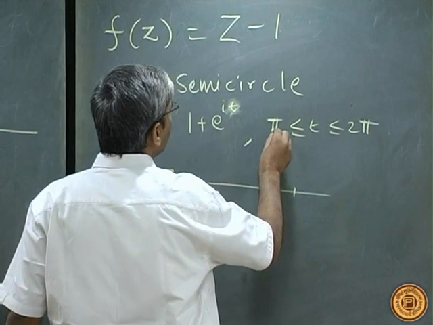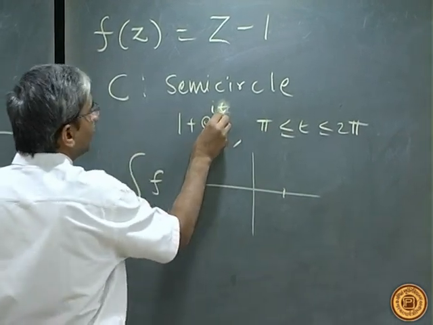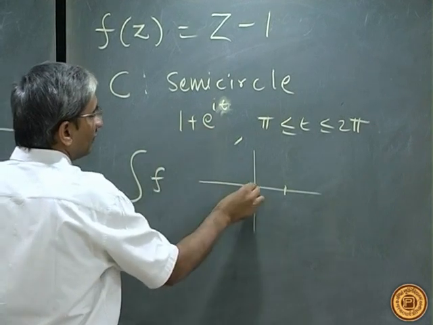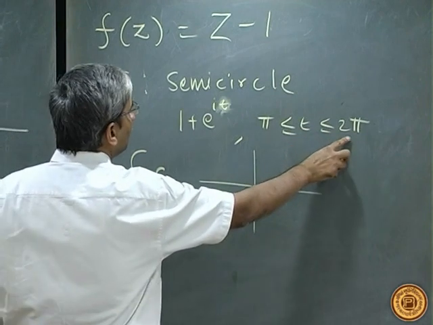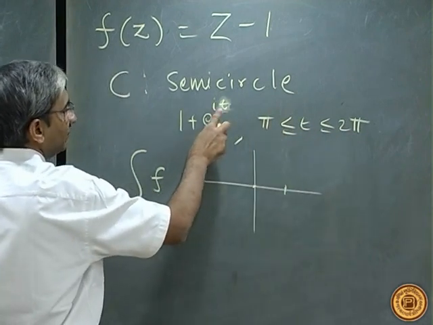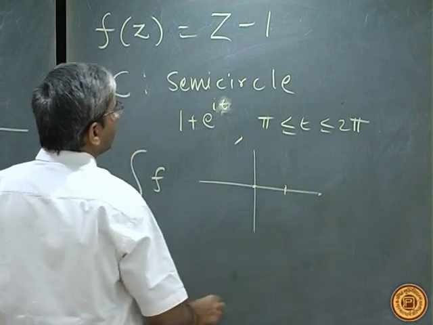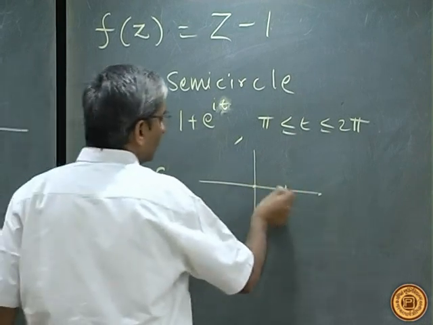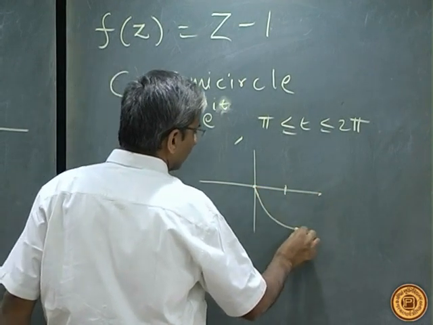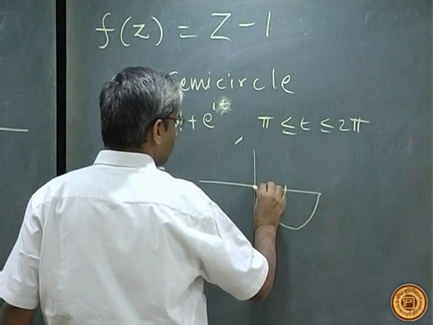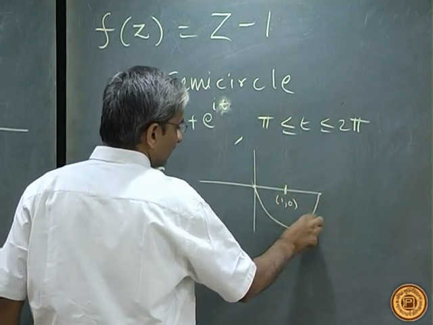So if you consider t equal to pi, then you will get e raised to i pi, which is minus 1, so z is 0. You get this point corresponding to t equal to pi. For t equal to 2 pi, then you will get 1. Okay, so this point. So you are drawing this semicircle, this part of the circle with center at (1, 0) and this radius.